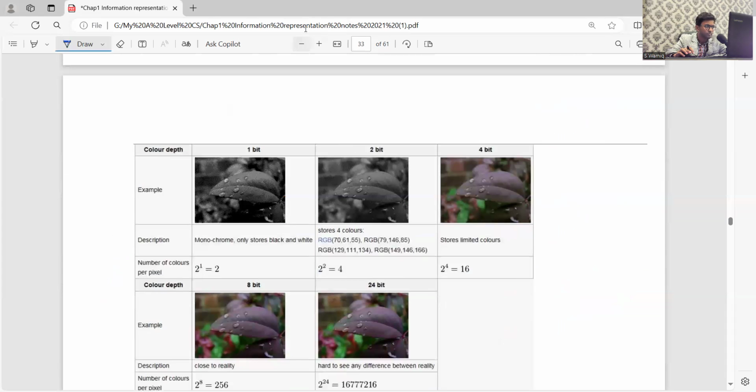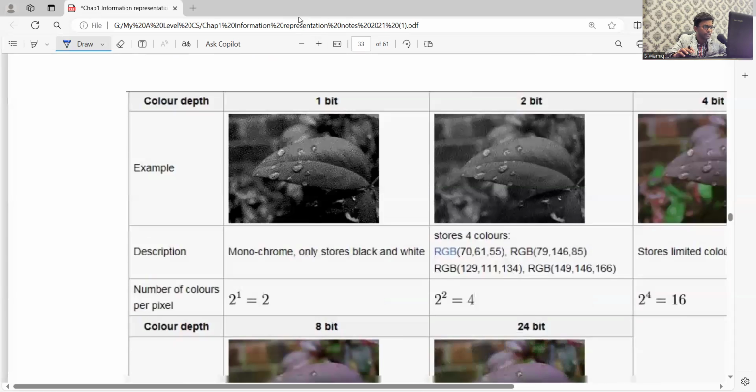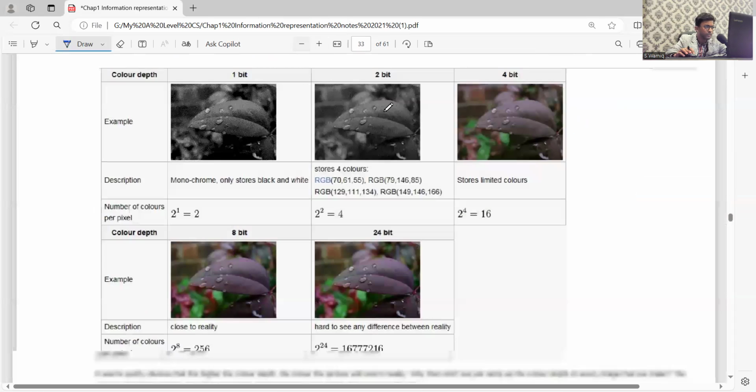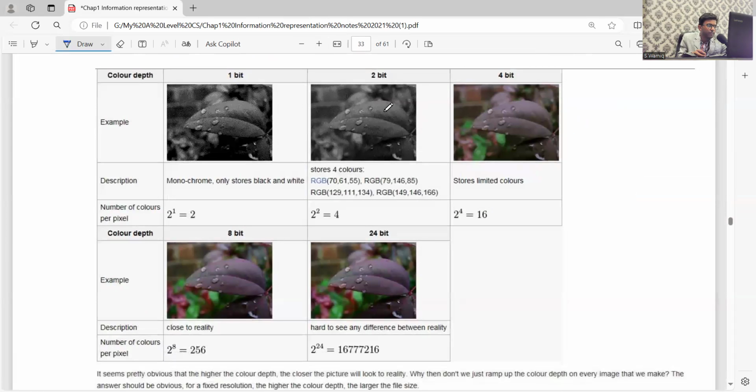I just want to share some extra material with you. Right here, you can see that this is a diagram. In this diagram, right on top, you can see the color depth, then you can see the example, then the description, and then the number of colors per pixel.